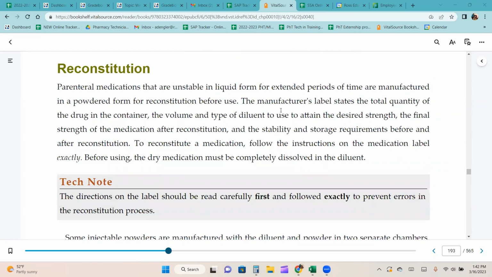Parenteral medications that are unstable in liquid form for extended periods of time are manufactured in a powder form for reconstitution before use. So this is also like the oral antibiotics that we have to reconstitute. These are also powders we have to reconstitute for injection. The manufacturer's label states the total quantity of the drug in the container, the volume and type of diluent to use to attain the desired strength, the final strength of the medication after reconstitution, and the stability and storage requirements before and after reconstitution. To reconstitute a medication, follow the instructions on the medication label exactly. Before using, the dry medication must be completely dissolved in the diluent.